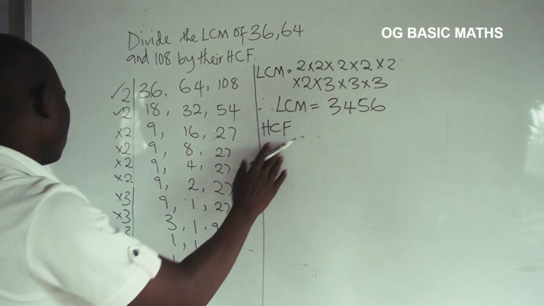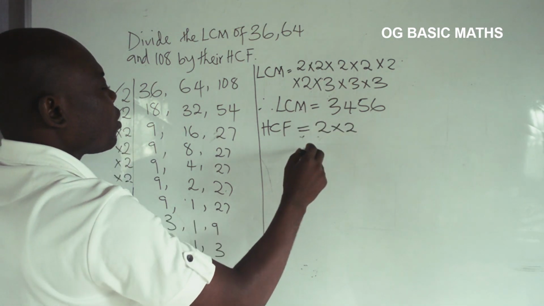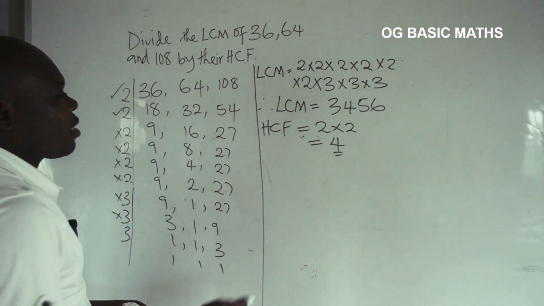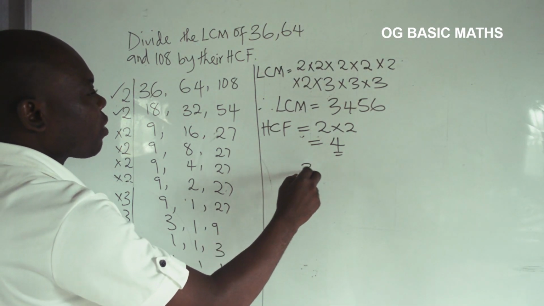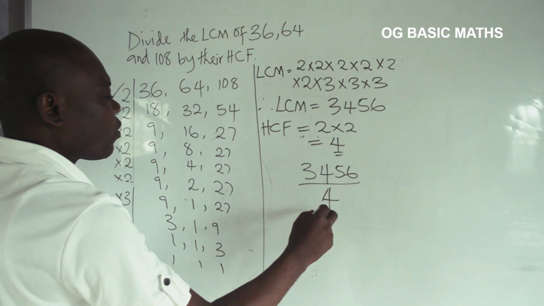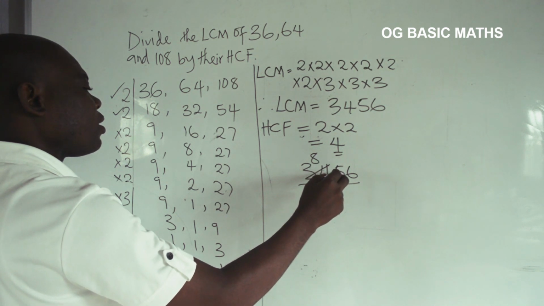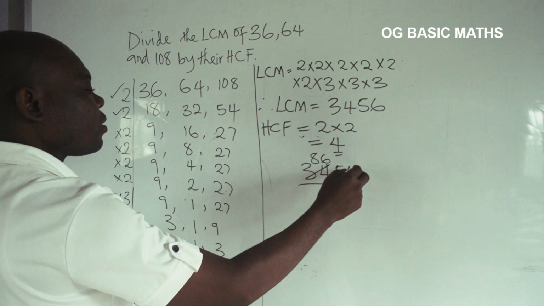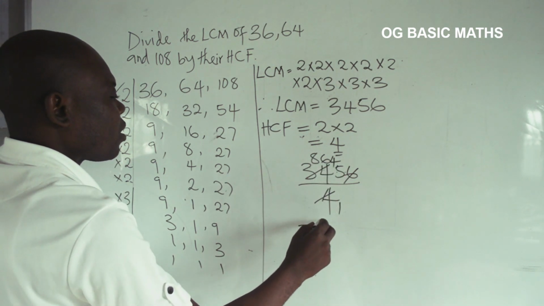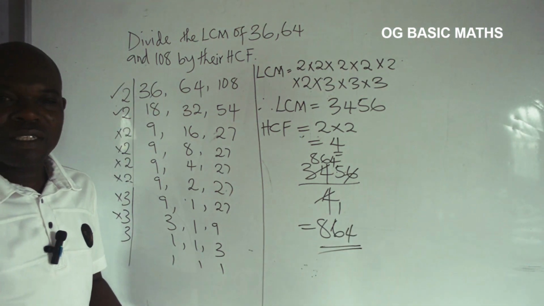And then the HCF is the only numbers that we took with good, which is 2 times 2, and it is 4. The HCF is 4, and the question is to divide the LCM by the HCF, and therefore we have 3,456 over 4. You use 4 here, you have 8 carry 2. Into 25, you have 6 carry 1. Into 16, you have 4. So the answer is 864. And that is how it is resolved, friends. Bye.